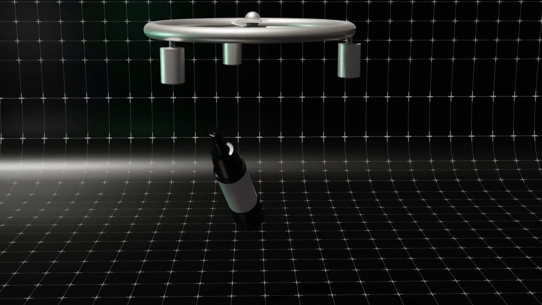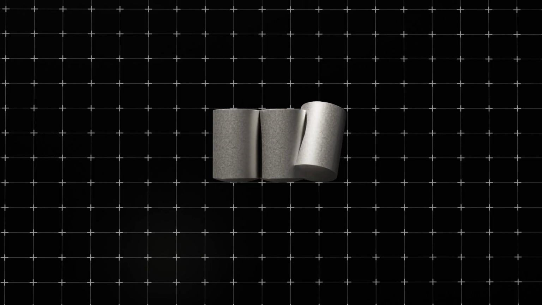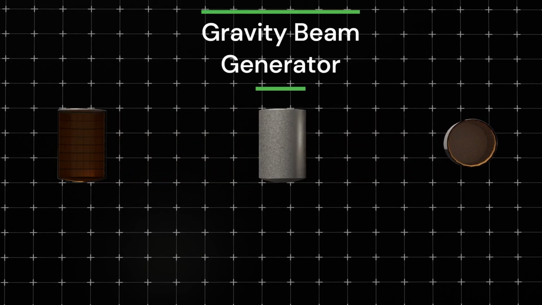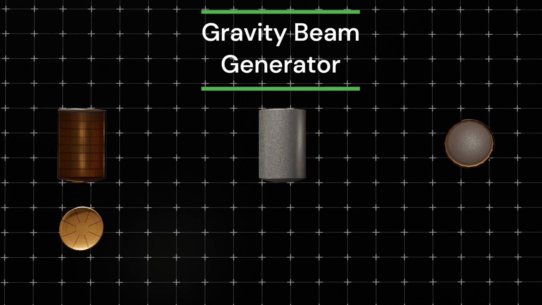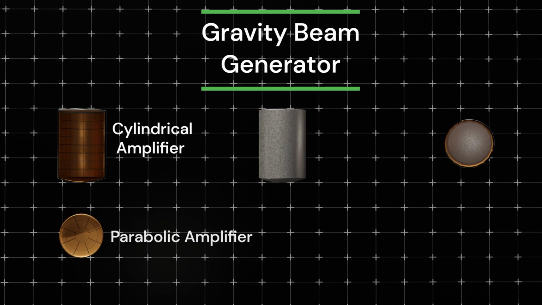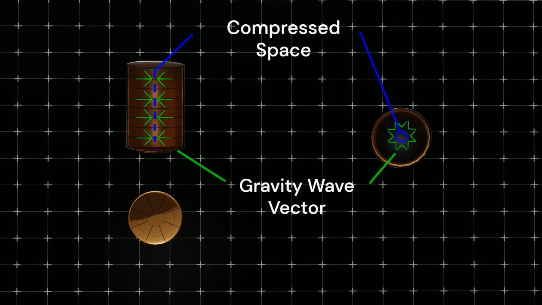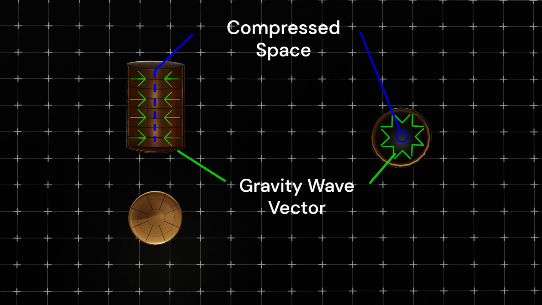A gravity beam generator works by combining the force generated by two gravity amplifiers. The first amplifier is the parabolic asymmetrical field amplifier that you were introduced to in the first video. The second amplifier is a bit different. This amplifier compresses space into a linear channel. Its cylindrical shape compresses the space within its volume into a single axis.